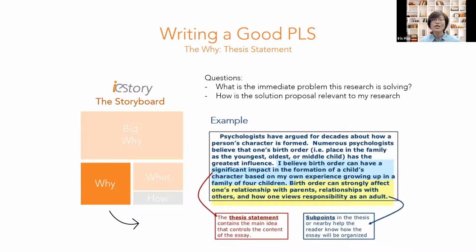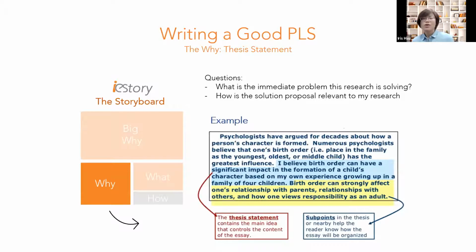So if we look at this example here, this is actually an extract from a research paper. It is actually the part where the thesis statement is located, mostly at the last paragraph of the introduction, right? So the immediate problem, normally we will mention that, let's say, in this paragraph, I believe that birth order can have a significant impact in the formation of a child's character. This is more like a so-called main idea behind the research, right? The main idea behind the research is that birth order can have a significant impact in the formation of a child's character.